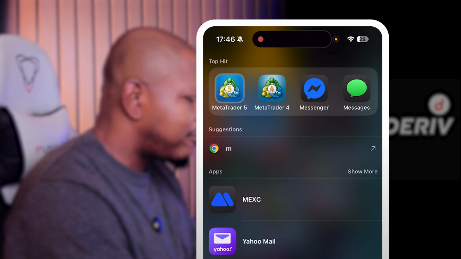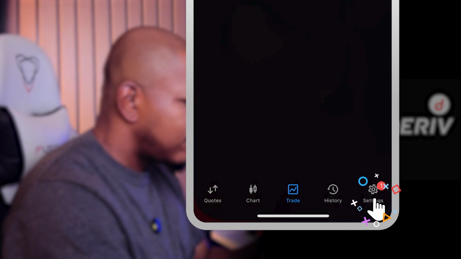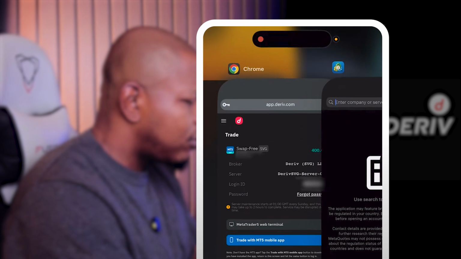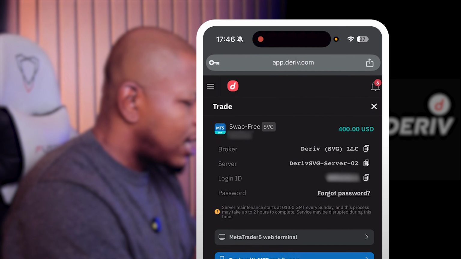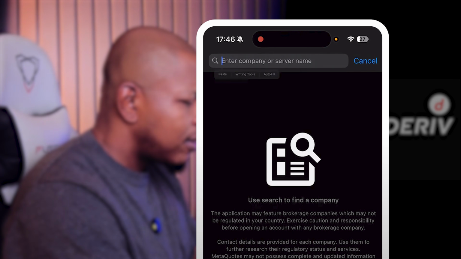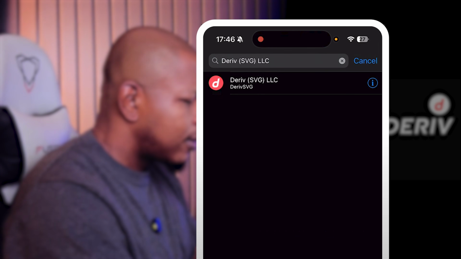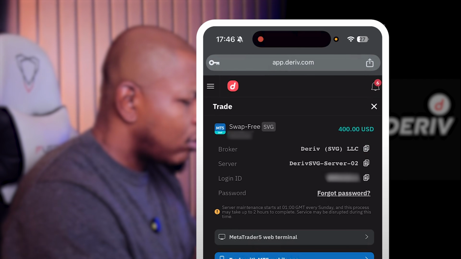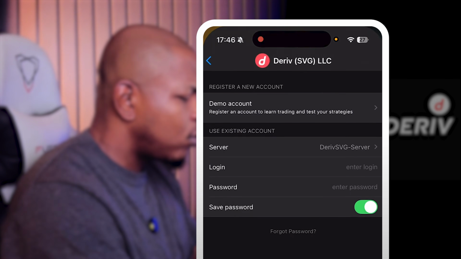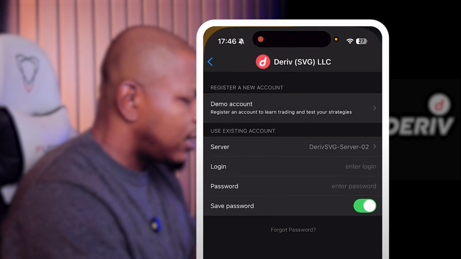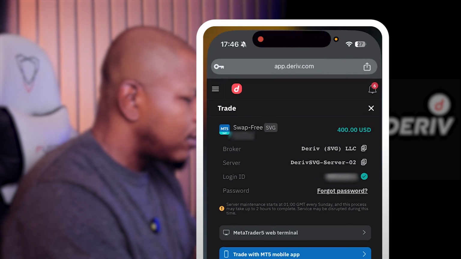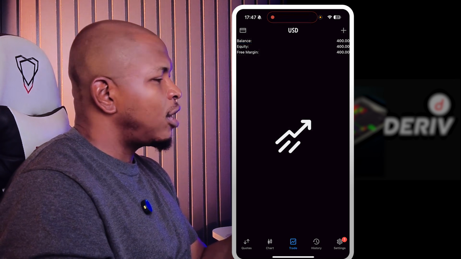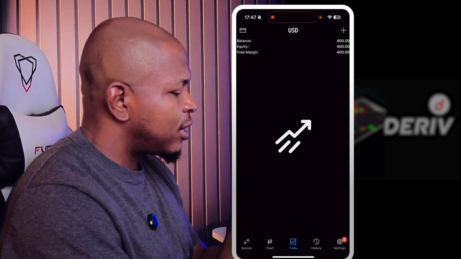So just go and download MT5. Then in settings, click add new account. For the server name, what you do is copy the Deriv SVG LLC. You click on it. For the server, I'm going to copy the second one, and make sure it's the second one, server 2, yeah, which is this. And the login, I'm going to copy my login and I'll enter my Deriv password. So this is it. So on MT5 now, you can see my balance here.